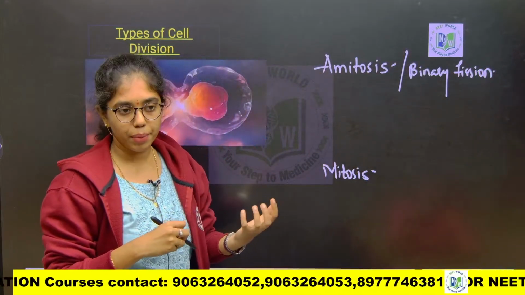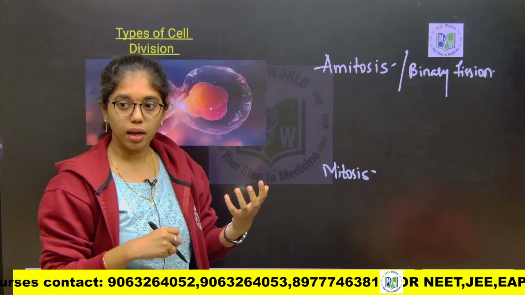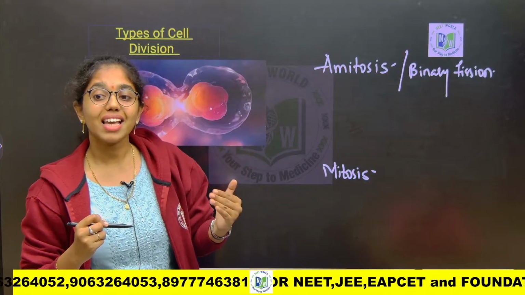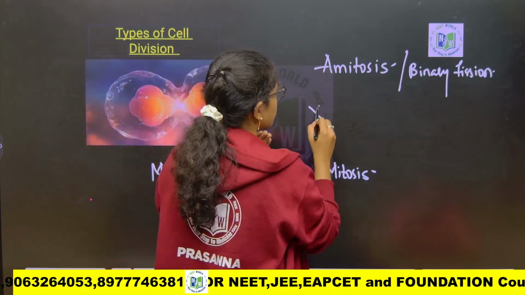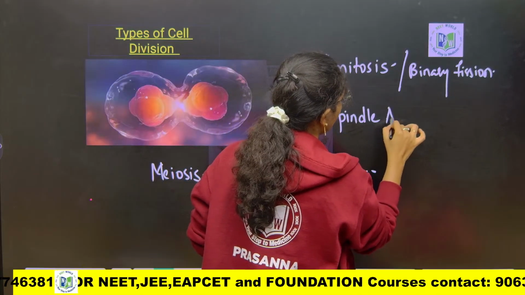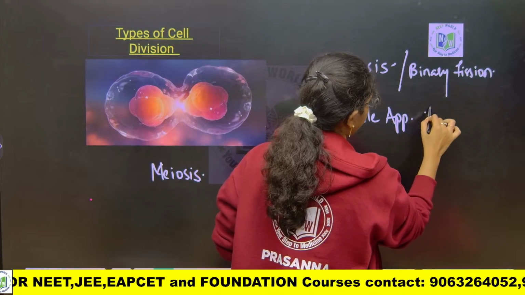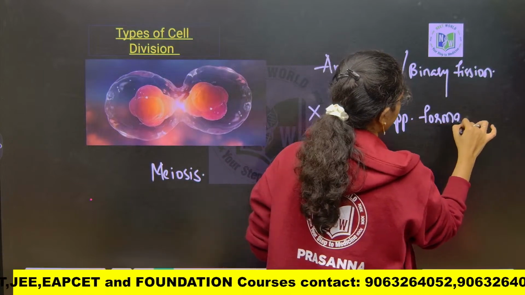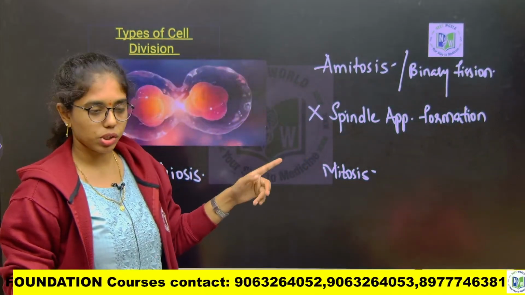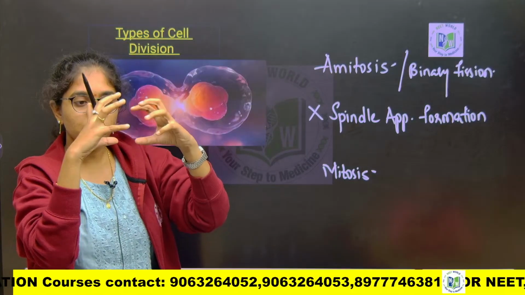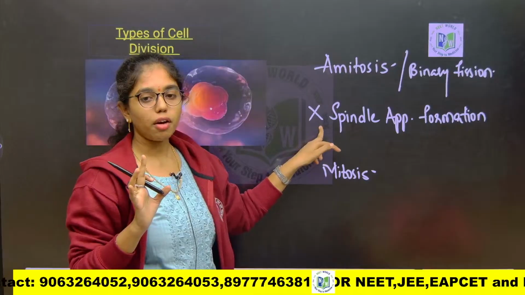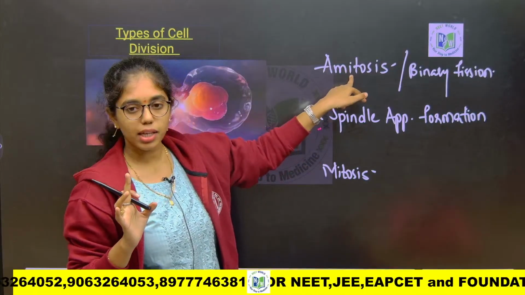Binary fission like amoeba, paramecium, euglena, where longitudinal binary fission occurs in euglena. Binary fission is called as amitosis because in this division there is no involvement of spindle apparatus formation. Just the nucleus, cytoplasm and the cell membrane will be dividing into two. Without the involvement of spindle apparatus formation, that is why it is called as what?